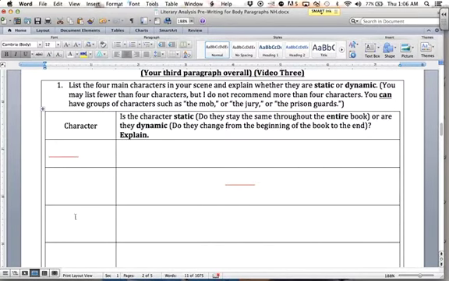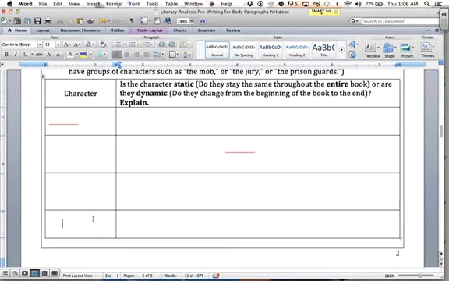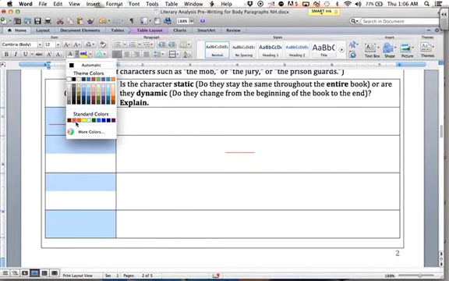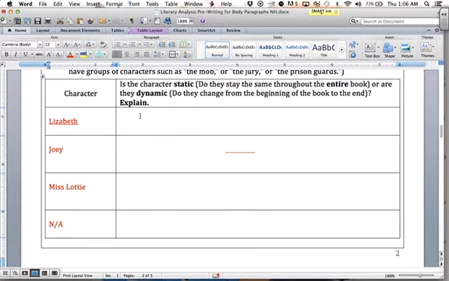We're going to want to list the characters here, just like we did before. And then over here, we're going to want to list whether they're static or dynamic and why. We need to make sure, just like we do with everything in English, to explain. All right? So, again, I'll go back here, and I will fill in my characters for Marigolds. Now again, you see I used the same 3.